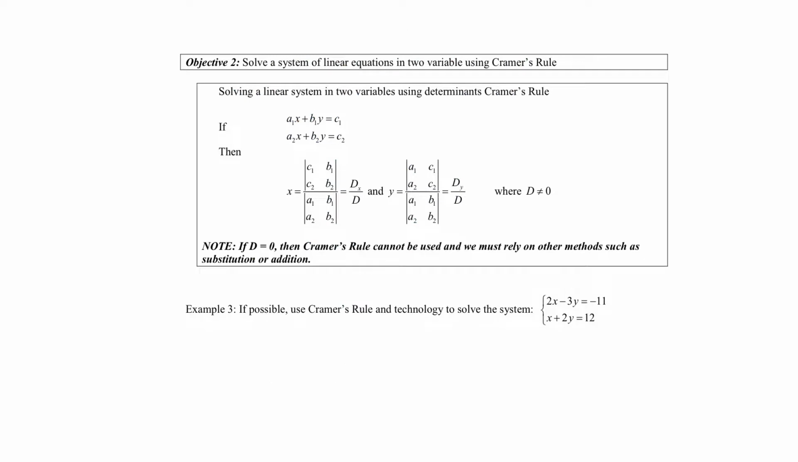So solving a system of linear equations in two variables using Cramer's rule, this summarizes what we just did, right? It just adds a little bit of new notation in that denominator that involved the coefficients of the x, right, and the coefficients of the y, right? We're going to call that determinant D, capital D. That's going to be our denominator. And as long as that is not 0, we can use Cramer's rule to solve the system.